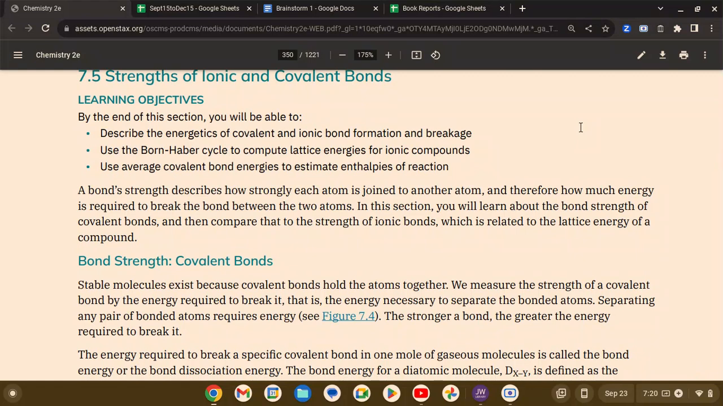A bond strength describes how strongly each atom is joined to another atom, and therefore how much energy is required to break the bond between the two atoms. In this section, you will learn about the bond strength of covalent bonds, and then compare that to the strength of ionic bonds, which is related to the lattice energy of a compound.